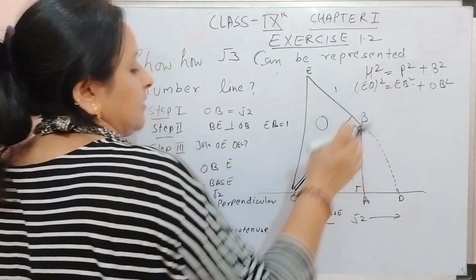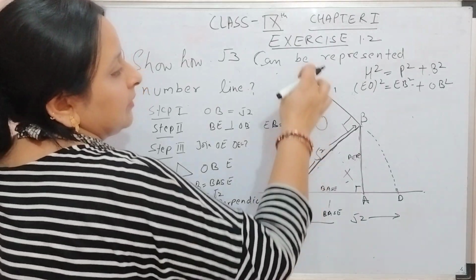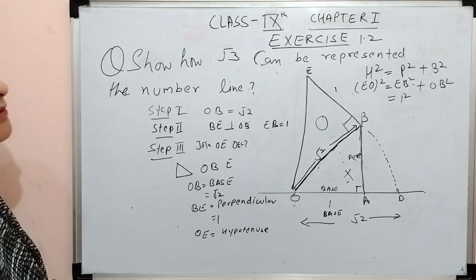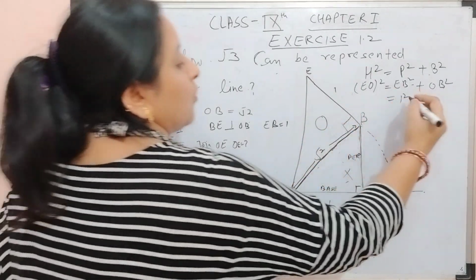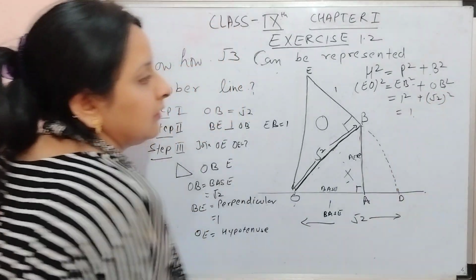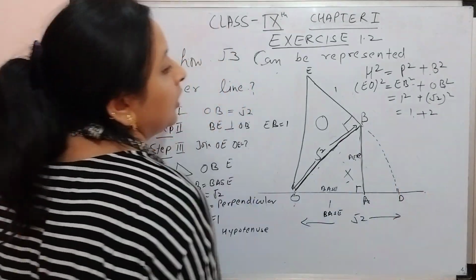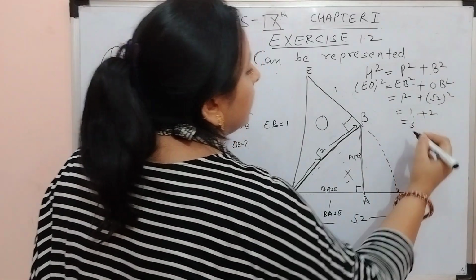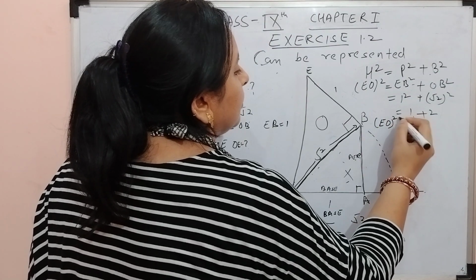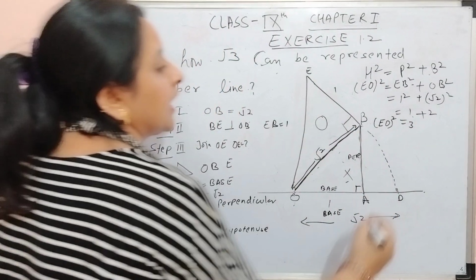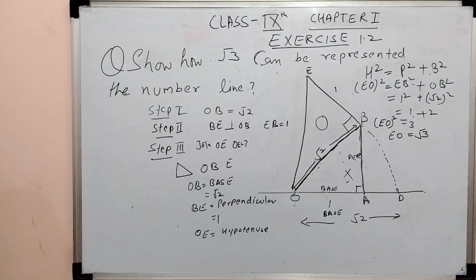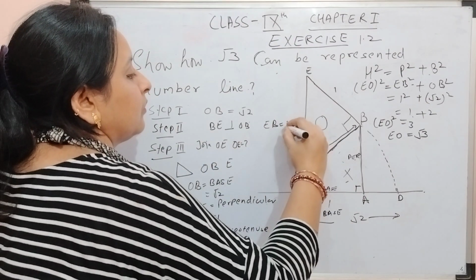Now put the value of EB. EB is equal to 1, so perpendicular is 1 square, and put the value of base, OB, which is root 2 whole square. 1 square is 1, root 2 square is 2, and 1 plus 2 is 3. Now EO square or OE square is equal to 3. Taking the square root of both sides, EO will be equal to root 3. In this way we have calculated root 3.